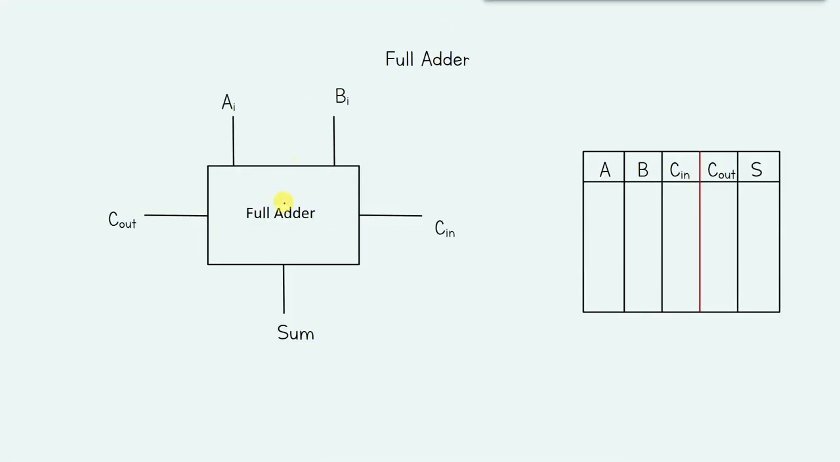This is the circuit of a full adder, the general circuit. It has three inputs: A, B and Cin. Cin is the carry from the previous full adder if it exists, and its outputs are Sum and Cout. So let's see how this full adder works. It just adds the inputs A plus B plus Cin.